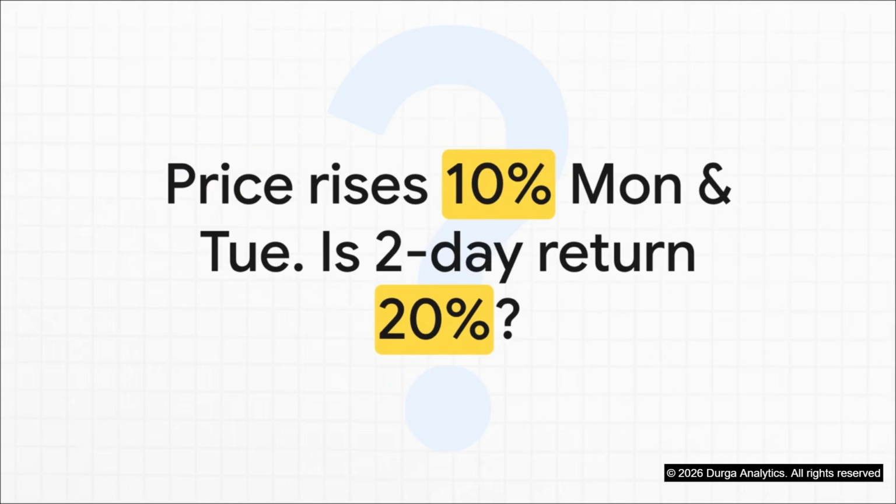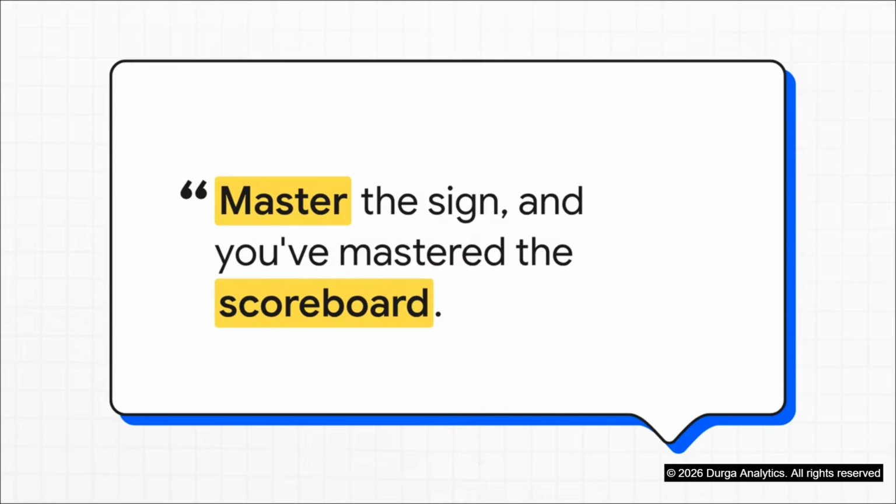Test number 2. A price rises 10% on Monday and 10% on Tuesday. Is the 2-day return 20%? Think about it. If you answered yes, you just failed the code review. Remember, the second day's 10% applies to an already raised price, so 1.10 multiplied by 1.10 actually yields a 21% compounded return. Two 10% days strictly beat a flat 20% move. I'll leave you with a direct quote from the curriculum.